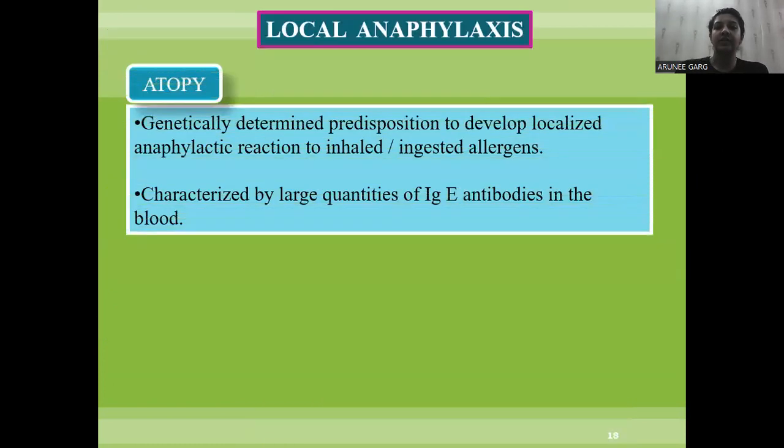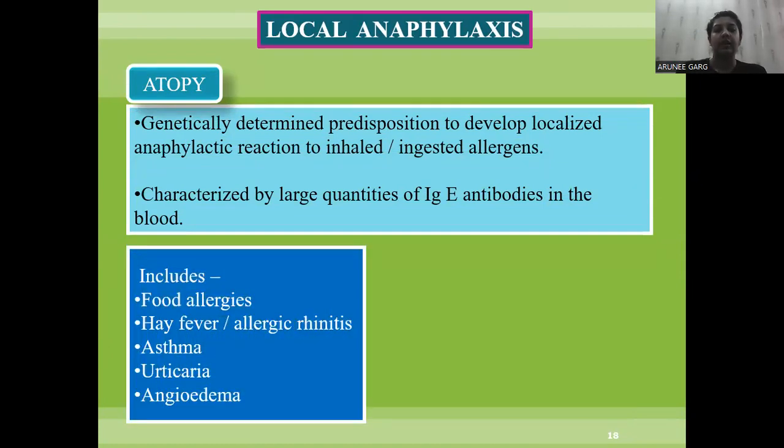Coming to local anaphylaxis reaction, atopy. The term atopy means a genetically determined predisposition to develop a localized anaphylactic reaction to an inhaled or ingested allergen. It is characterized by large quantities of IgE antibodies in the blood. So this is a localized reaction. Now, this occurs when you inhale or ingest an allergen. This includes food allergies, hay fever or allergic rhinitis, asthma, urticaria, angioedema.